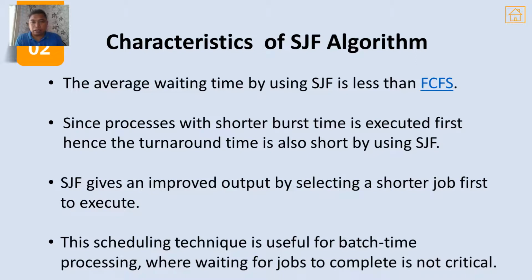The second one is the characteristics of the SJF algorithm. The average waiting time using SJF is less than the first come first serve algorithm, since the process with the shortest burst time executes first. The turnaround time is also short using SJF. SJF gives an improved output by selecting the short-term job first to execute.